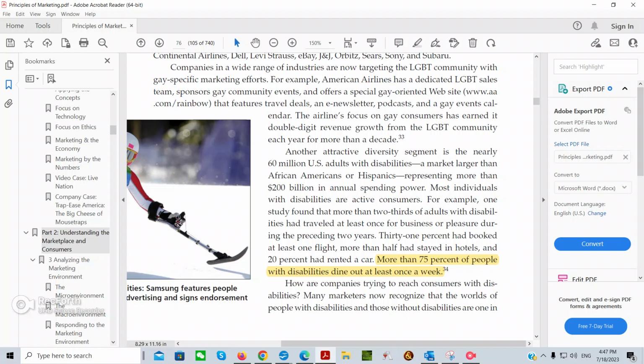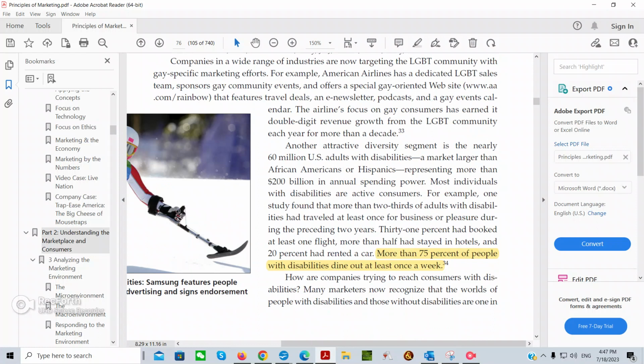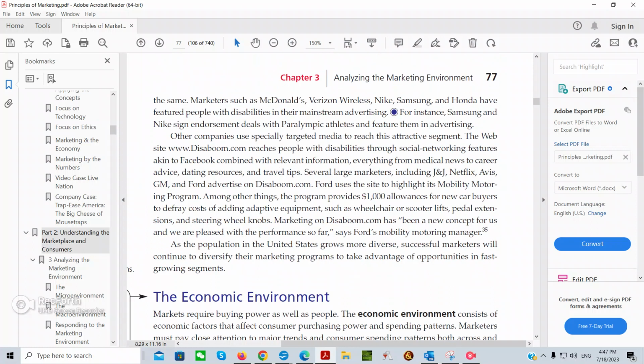Now, how are companies trying to reach consumers with disabilities? Many marketers now recognize the worlds of people with disabilities and those without are one and the same. Marketers such as McDonald's, Verizon Wireless, Nike, Samsung, and Honda have featured people with disabilities in their mainstream advertising. For instance, Samsung and Nike sign endorsement deals with Paralympic athletes and feature them in advertising. Why? Because they have a campaign to target people in that demographic, okay?